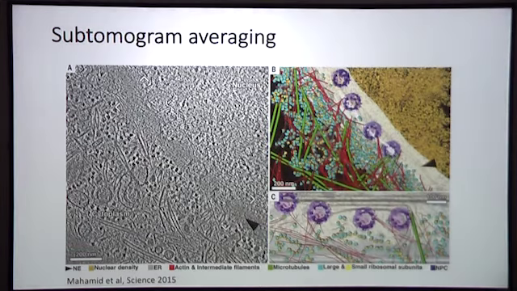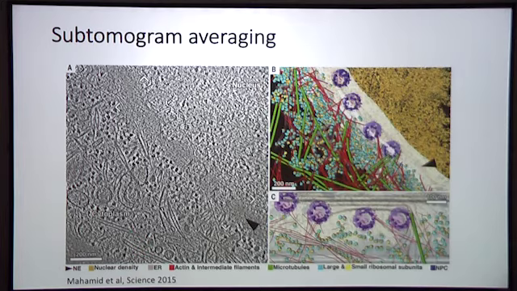OK, so that's tomography. I'm now going to move on to subtomogram averaging. So let's imagine we've collected a tomogram like this. And this is part of a cell. And you can see in here, for example, lots of ribosomes. These are these black dots here. You can see microtubules here.